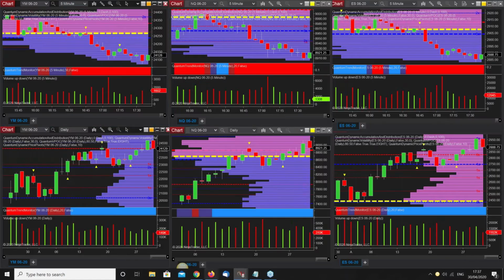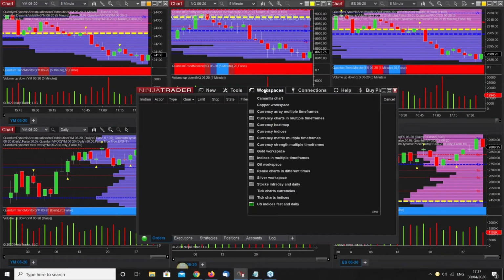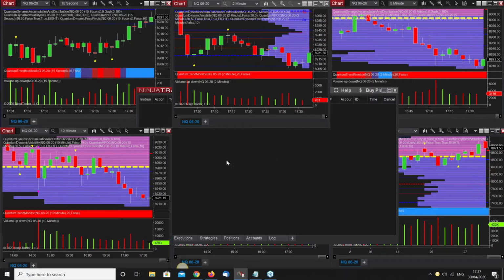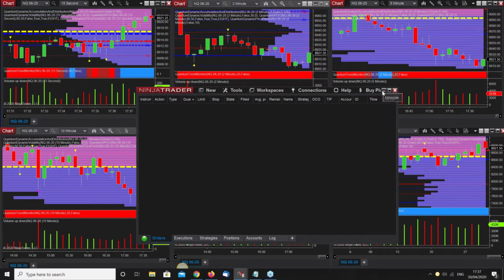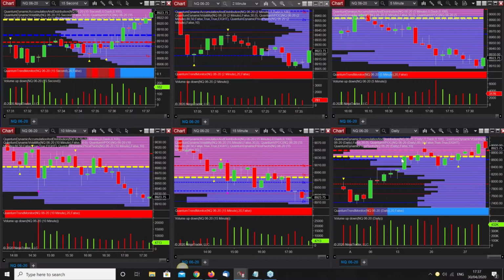Obviously, you'd have this in multiple time frames, which is what I've got set up over on the other chart here. If we go to, where are we? Here we are, indices in multiple time frames. Right. Here I'm onto the NQ. Exactly the same principles. This is the 15-second. I've got the 2-minute. I've got the 5-minute here. This is the 10-minute, 15-minute, and right over here onto the daily.